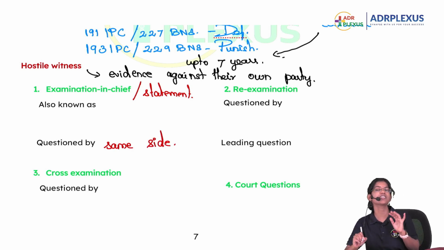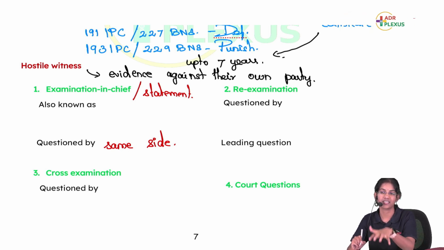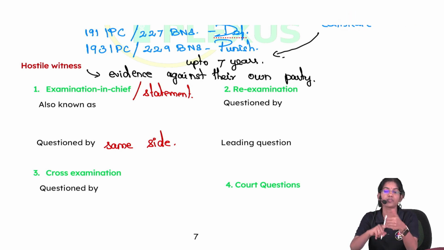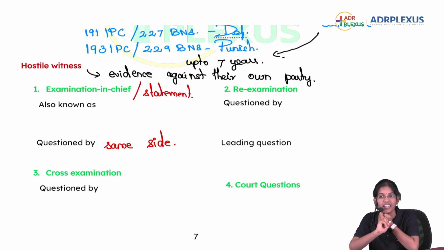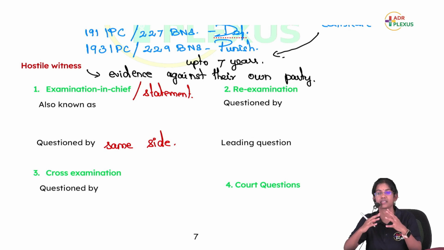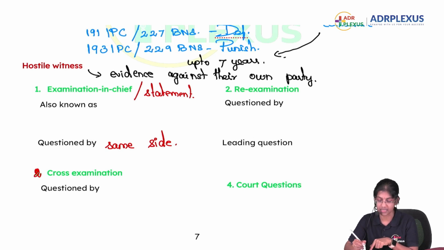Here they will just say, doctor, tell us what you found in this particular case. Then I start by saying, I am so and so, I was working here during this particular time, now I am working here, and I did this particular autopsy and these are the findings. That is examination in chief, or the collection of statement. First time done. Then comes re-examination, cross-examination. So two should be cross-examination.